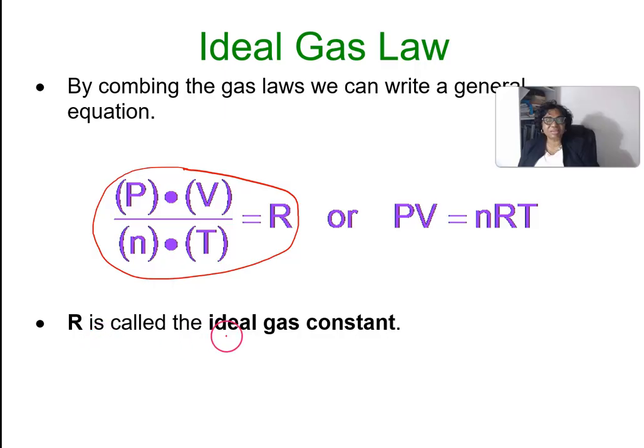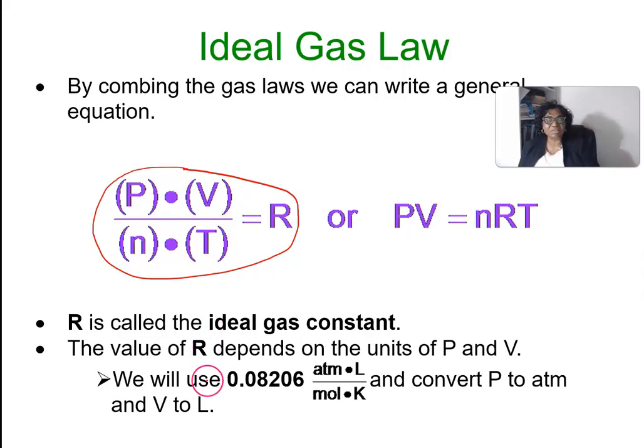As I said, R is an ideal gas constant. So it's a constant. It has a value of 0.08206 atmosphere liter over moles per Kelvin. That is why your temperature must be in Kelvin.